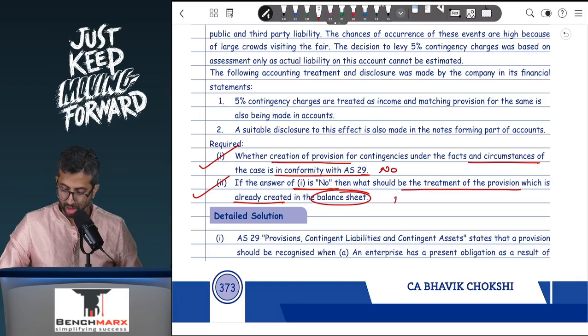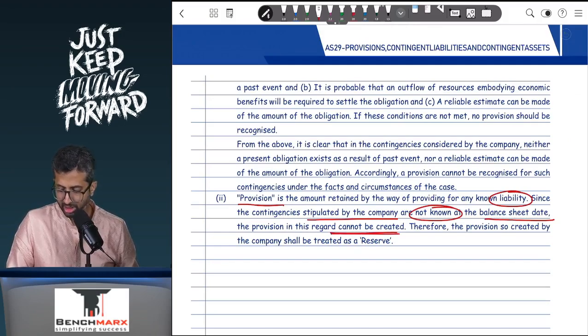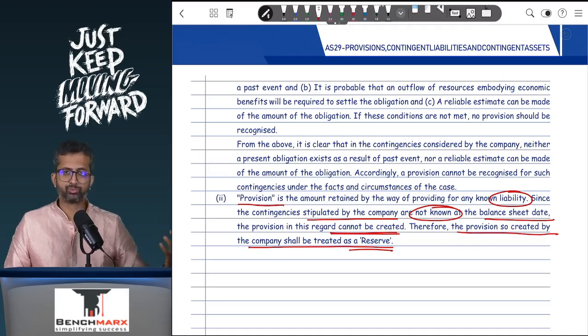So provision over here will be debited, in which case your reserve or P&L as the case may be will be credited. So over here we have said provision is for liability, since contingencies stipulated by the company are not known at the balance sheet date. Provision cannot be created. Therefore, provision so created shall be treated as a reserve. That is, you will transfer it to a reserve. Provision account debit to reserve.